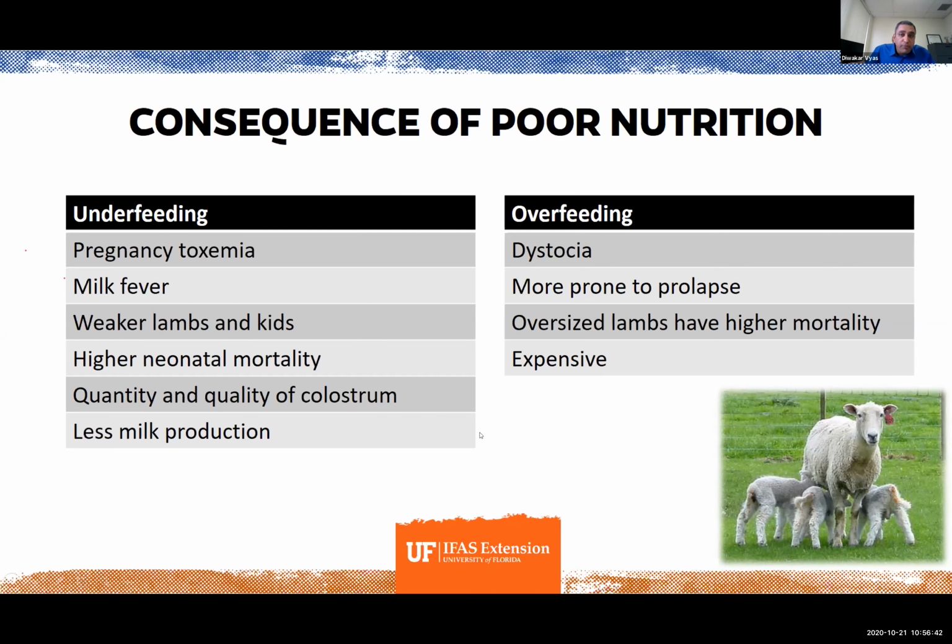Overfeeding is also a problem. Overfeeding results in obese animals at lambing. It may result in dystocia, because it's difficult lambing. These animals are more prone to vaginal prolapse. Oversized lambs have higher mortality. And this whole process is expensive, right? Overfeeding is not cheap. We do not want to provide nutrients where we don't need to. With underfeeding, you are saving money, but then you're losing at a later stage. But with overfeeding, you are losing money right at that spot. We don't need to provide nutrients when we don't have to.